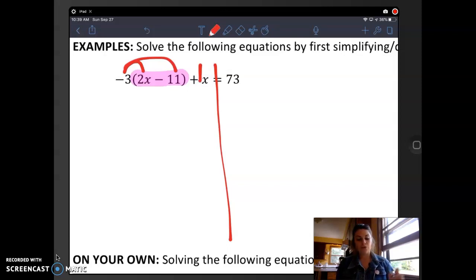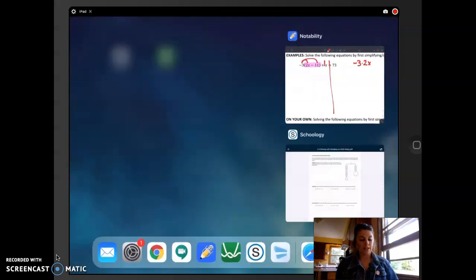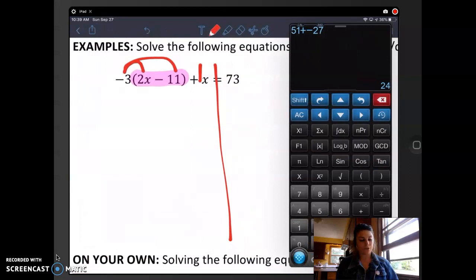Well, you're going to multiply everything that you see. So our first thing we're going to do is -3 times 2x. And in your calculator, you can't put in the x, right? You have to just do the numbers. So you do -3 times 2, and we get -6. So you can't put the x in your calculator, but you know that you're still multiplying by x, so you would always rewrite it with an x there as well.